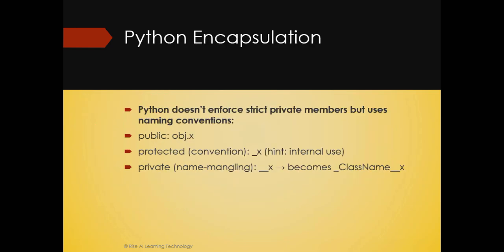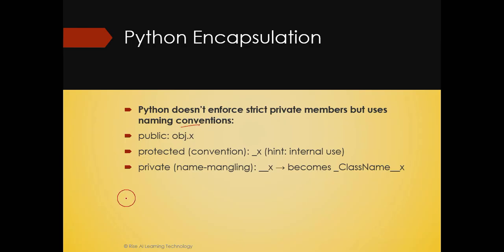Now, what is encapsulation? Encapsulation is nothing but hiding the information of the attributes and methods in a class. But Python does not enforce strict access, it uses a naming convention.